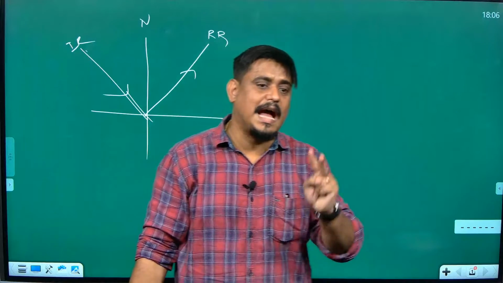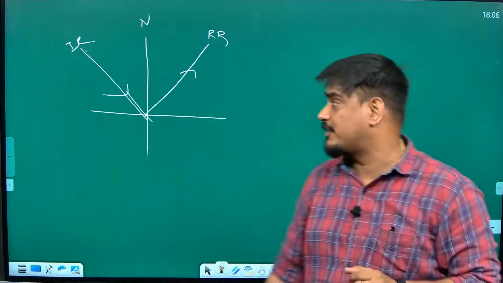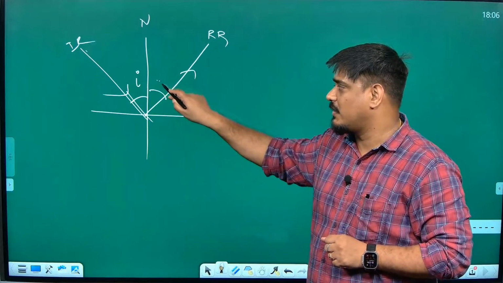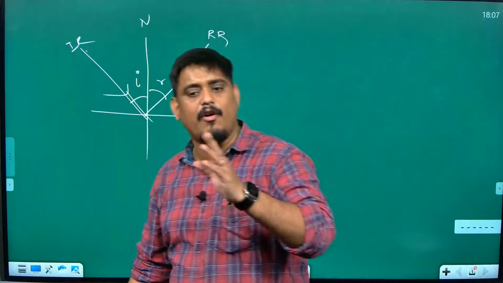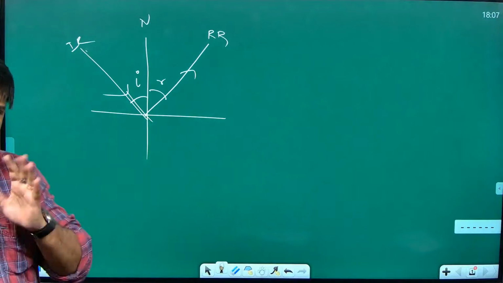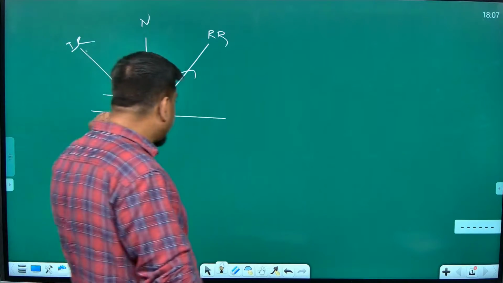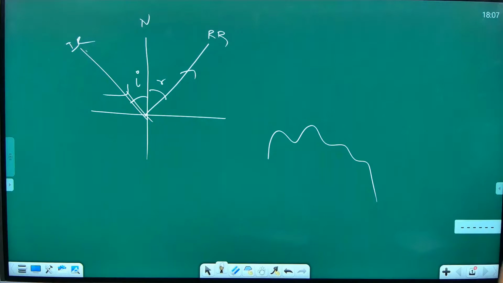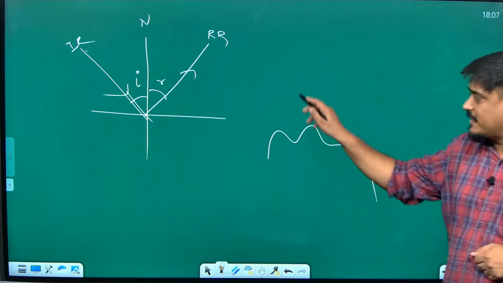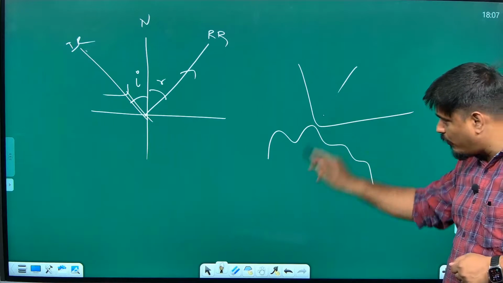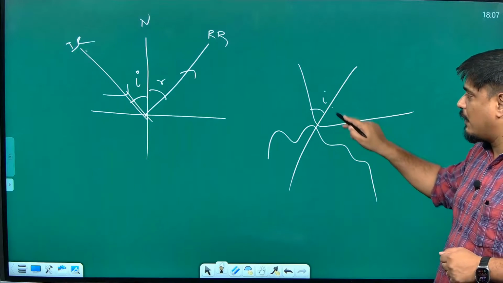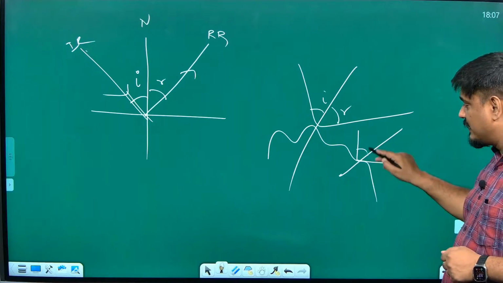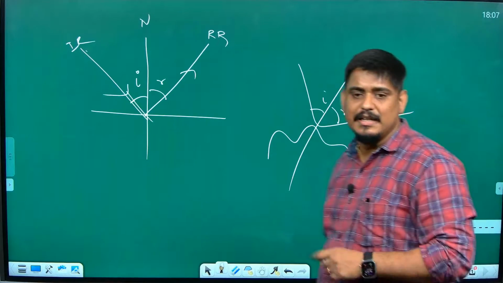The second law was that angle of incidence and angle of reflection will always be equal. This angle is called the angle of incidence. This angle is called the angle of reflection. They will always be the same, whether the surface is a plane surface or any diffused surface, whatever surface it may be. Light may change the direction, it may go like this and go like this, but if you draw the normal, the angle of incidence and angle of reflection will always be the same. It may come like this and go like this, but angle of incidence and angle of reflection will always be the same.